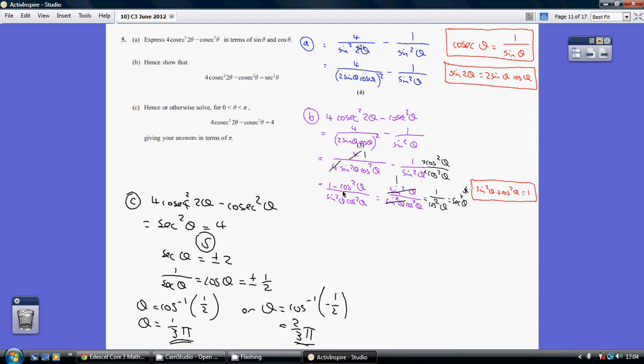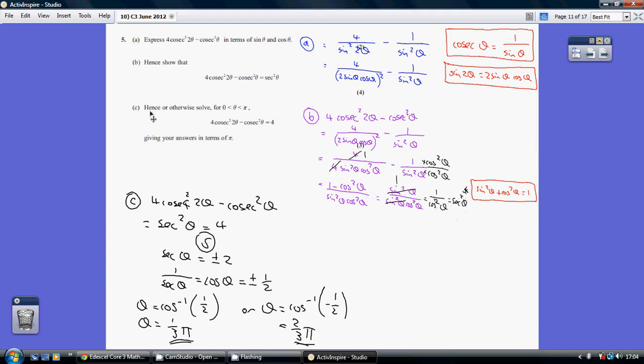So on the numerator we can have 1 minus cos squared theta. That of course is sin squared theta. So we've got sin squared theta over sin squared theta cos squared theta. We can factorize and take out the sin squared theta, giving us 1 over cos squared theta, which finally gets us to sec squared theta, which is what we needed to do.